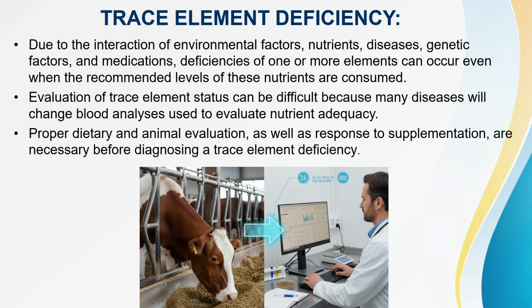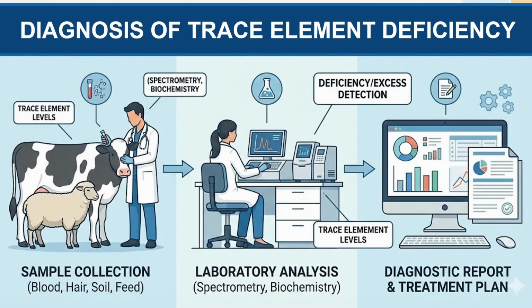Evaluation of trace element status can be difficult because many diseases will change blood analyses used to evaluate nutrient adequacy. Proper dietary and animal evaluation, as well as response to supplementation, are necessary before diagnosing a trace element deficiency. For the diagnosis of trace element deficiency, we take samples of blood, hair, soil, and feed. We use biochemical and spectrometric research methods. We can also determine the level of, for example, glutathione peroxidase instead of the content of the trace element itself, to determine the level of selenium.